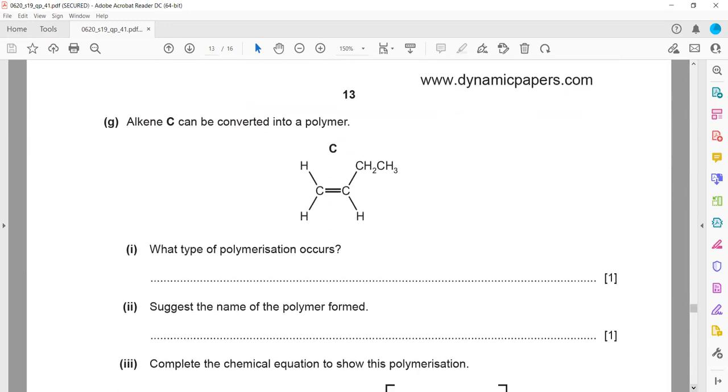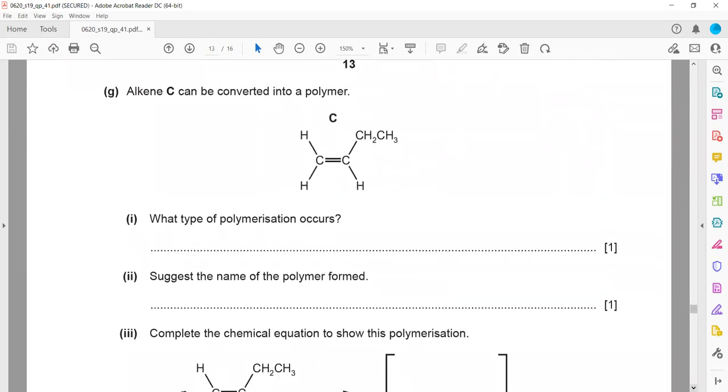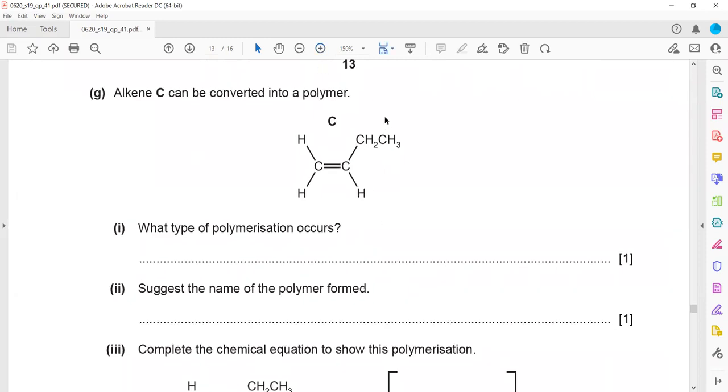Then alkene C can be converted into a polymer. We can convert it into a polymer, state the type of polymerization that occurs. As I mentioned, if the carbon-carbon chain is there, alkenes always undergo addition polymerization. So this will always be an addition polymerization. Suggest the name of the polymer. The polymer is always named after the monomer. So we have to first identify the name of the monomer.